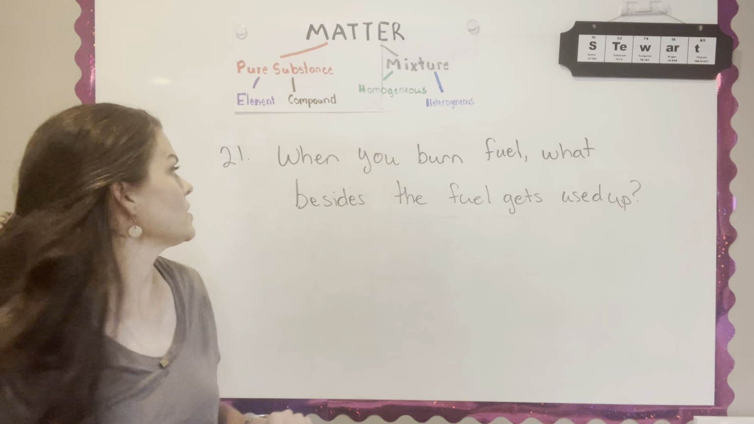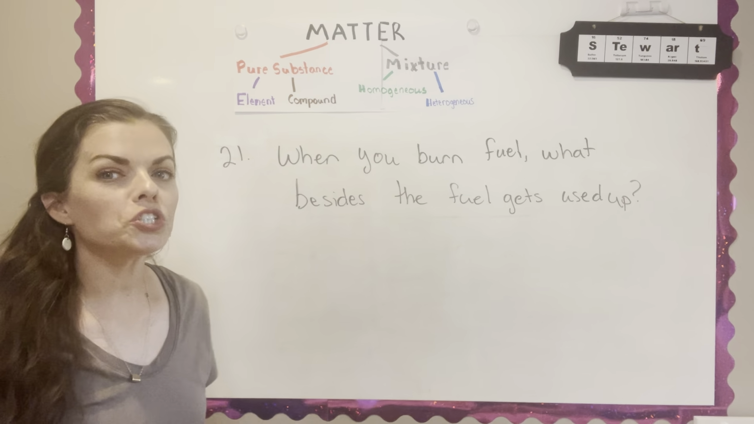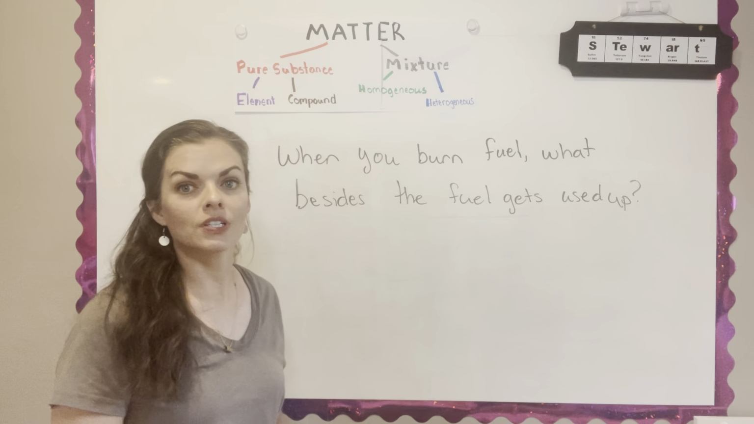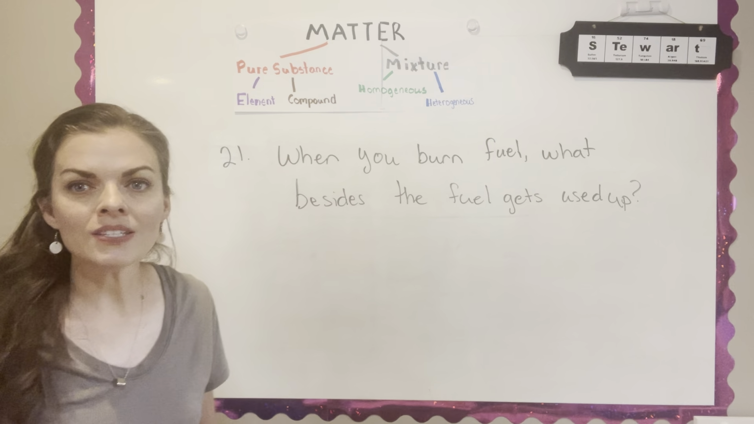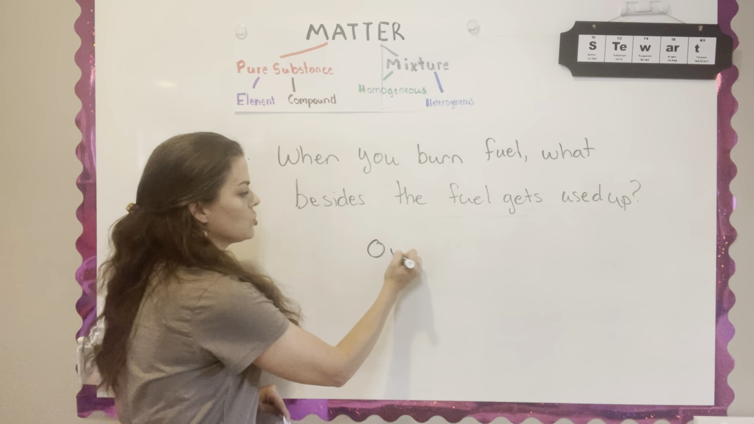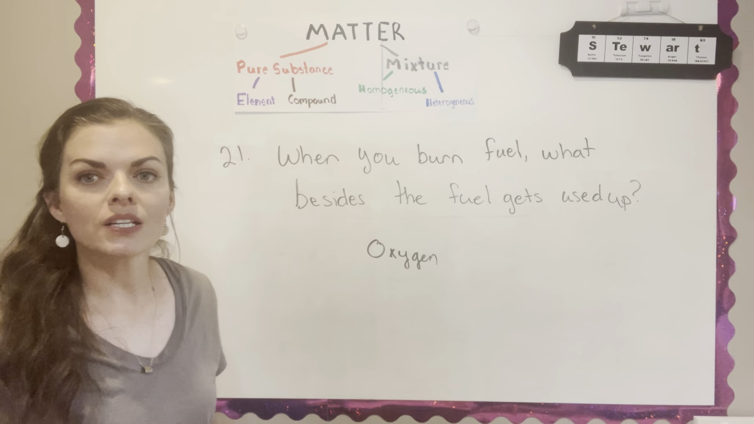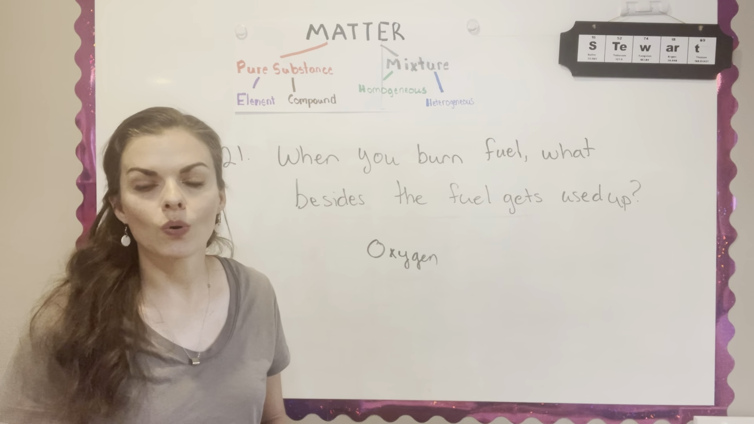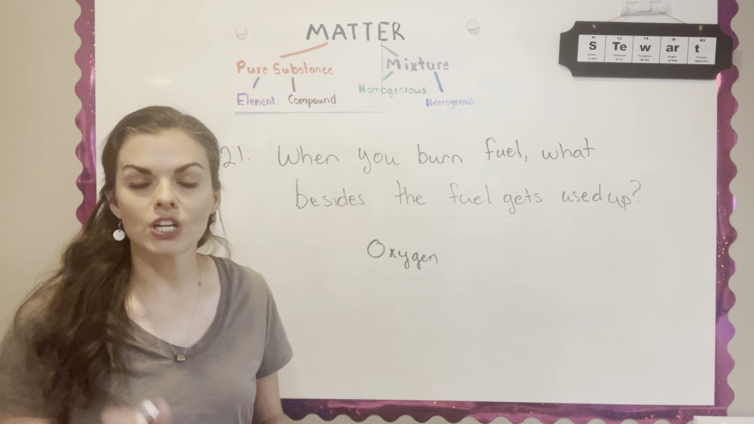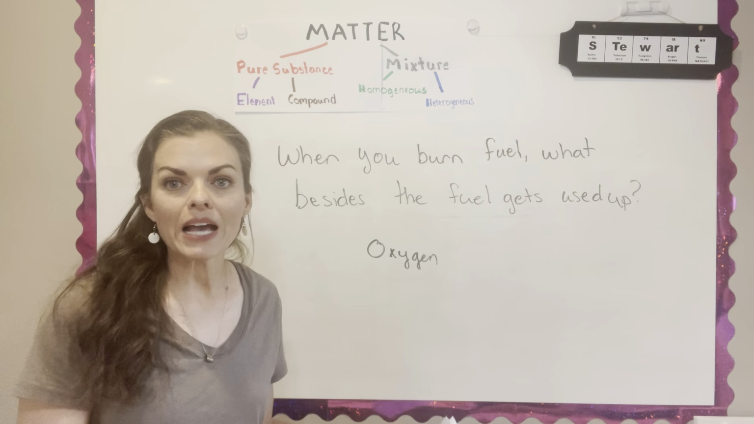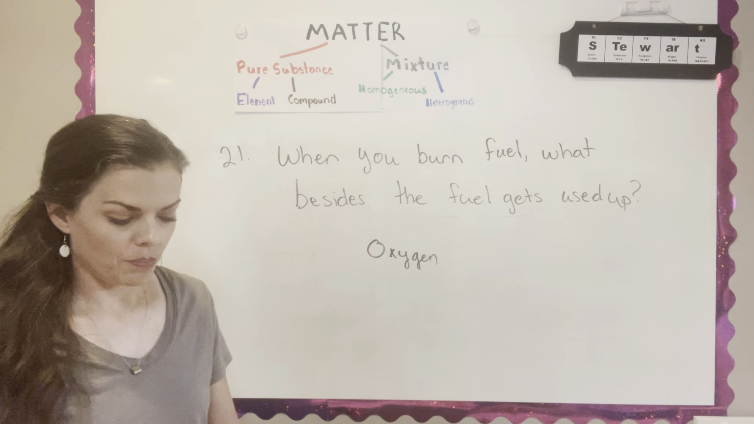Number 21 says that when you burn fuel, what besides the fuel gets used up? We will actually spend a lot of time with these types of reactions in a later chapter. This is called the combustion reaction, and anytime you're burning something, you actually need oxygen, and oxygen gets used up. This is related to the magnesium oxide reaction that they talked about in the comprehension check questions, when they talked about burning magnesium and it gaining mass because it's actually gaining oxygen. So when you burn fuel, you're also using up oxygen.